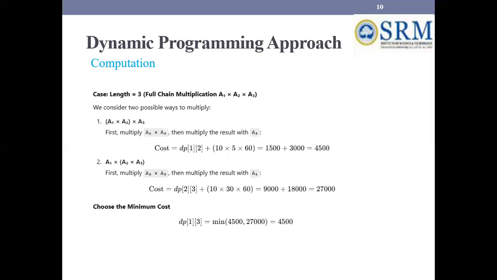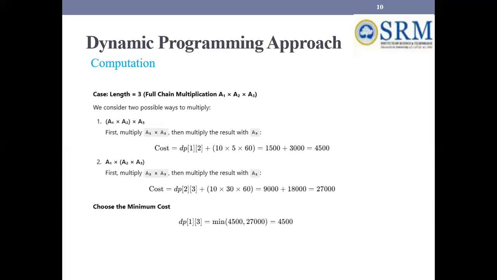And length of 3, A1 into A2 into A3. So when we take this one, there are 2 possibilities. A1 into A2. So we can multiply matrix A1 with A2. The resultant matrix can be multiplied with A3. In that case, multiply A1 into A2. The result is already stored in a table. We know the value of T of 1 comma 2. So that is called dynamic programming approach. Already we have calculated the value for T of 1 comma 2. The value is 1500. And the result is multiplied with A3. So that will be 10 into 5 into 60. Total number of multiplications is 4500.